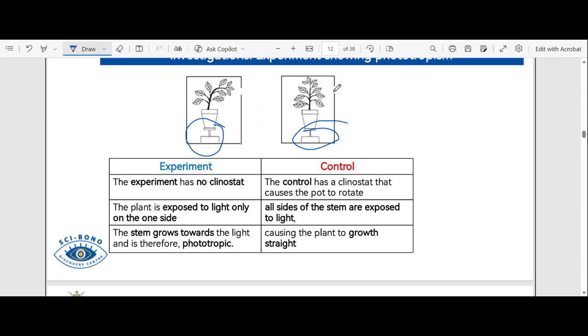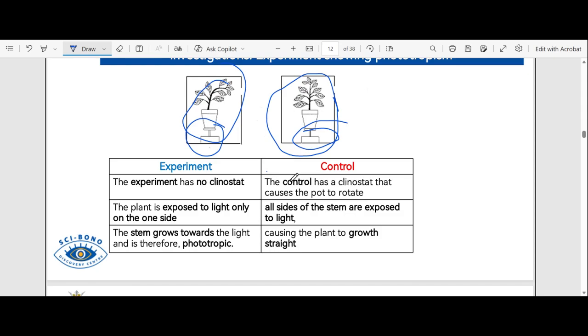And the plant where the clinostat is rotating is called the control. As you can see here, they're saying the control has a clinostat that causes the pot to rotate. So the pot is rotating, and all sides of the stem are exposed to light, causing the plant to grow straight upwards. This one bends towards the light because it's exposed to one-sided light. And you know what happens to the plant whenever it is exposed to one-sided light, right?